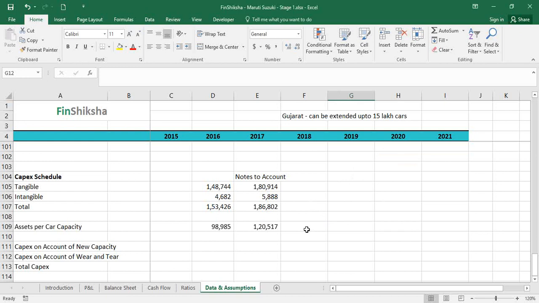Now, two things around capex. One, basically, when companies announce capex, let's say you're saying I'm going to put up a new factory that produces 20,000 cars a year or 25,000 or 2 lakh cars a year, you are going to talk about that in cost terms, right? And cost terms basically means that you have to look at essentially what is called the gross value of fixed assets, because only the gross fixed assets show what was the historical cost.